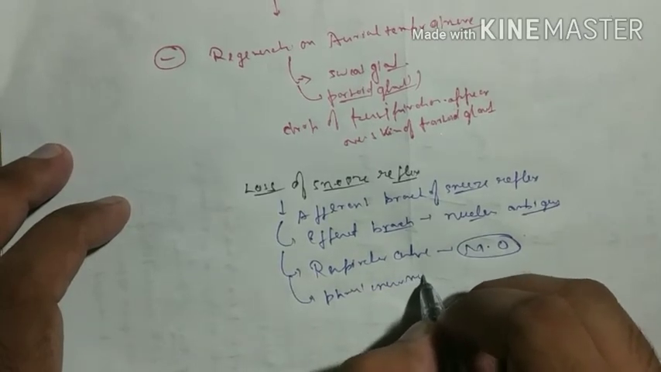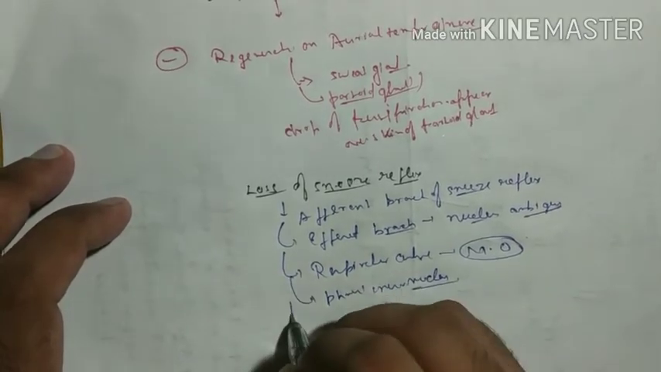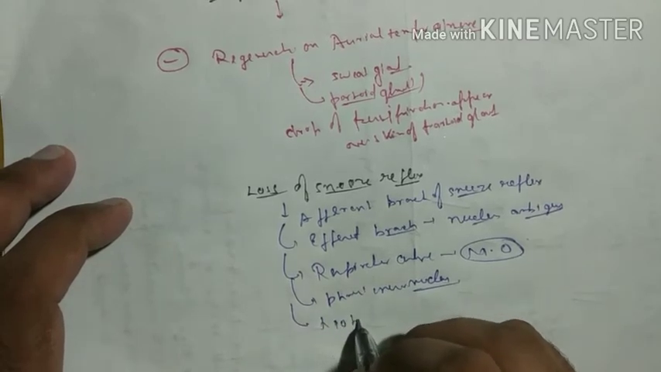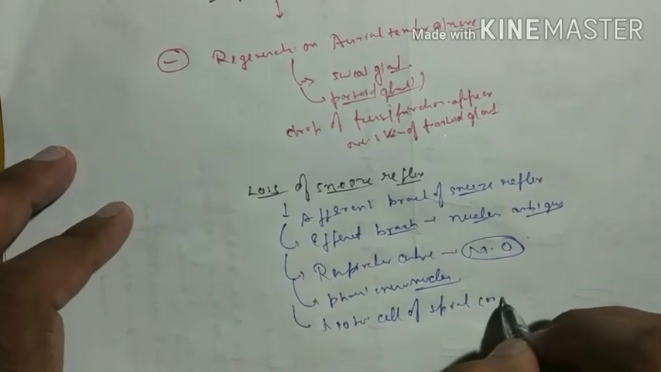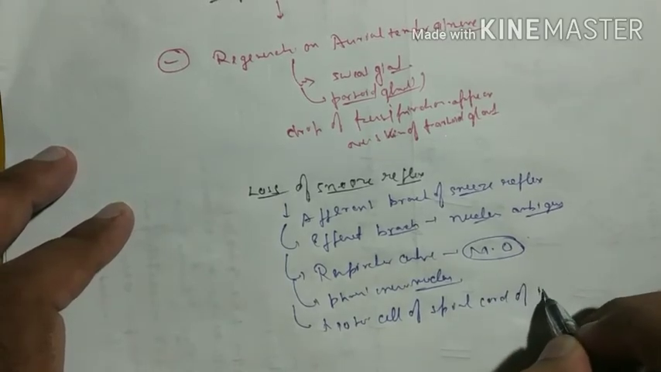and the phrenic nerve nucleus, and the motor cells of the spinal cord of the intercostal muscle. Air is forced out to rid the nasal passages of foreign material.